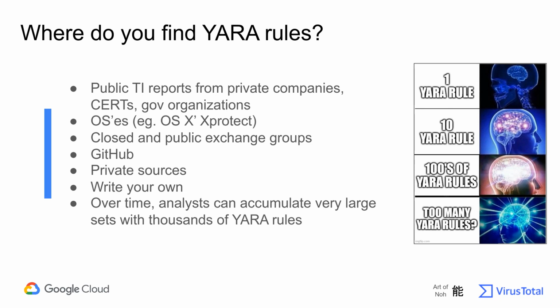So, OS X is actually using Yara rules internally to keep the system safe and to detect potentially unwanted stuff. There's of course a lot of closed as well as public exchange groups where you can find good and bad Yara rules. As always, it's important to differentiate, to test them before deploying them, especially in production. There's a lot of sets of Yara rules on GitHub, as well as private sources.